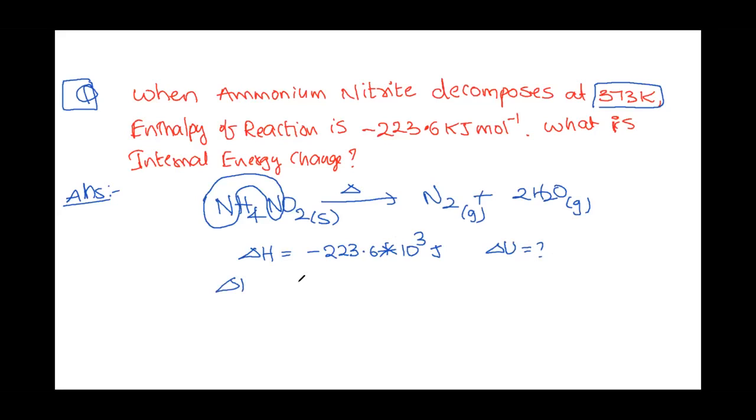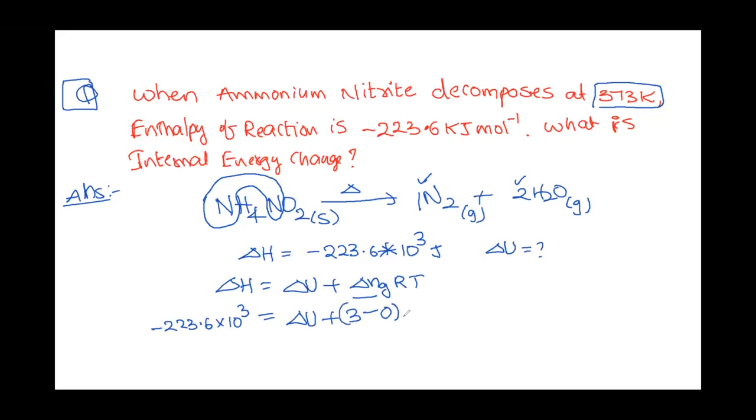Delta H is equal to delta U plus delta Ng RT. Okay. So delta U you have to find out, and delta H is already given as minus 223.6 into 10 to the power of 3. Delta U is a question mark. Delta Ng, product minus reactant. Product here it is 2 and here it is 1. So total moles are only 3. Okay. Minus reactant is in solid state, therefore it will be 0.